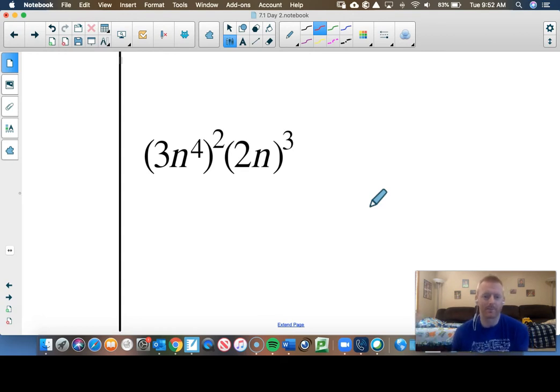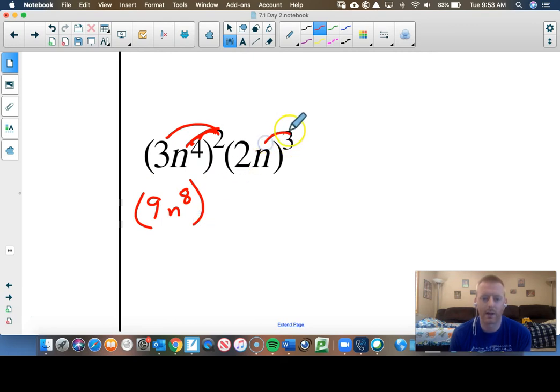All right, next one. So this 2 has to go to each of our pieces. Now, I drew that really badly, sorry. So it goes to the n to the 4th and it goes to the 3. So this becomes a 3 to the 2nd of 9 and n to the 4th to the 2nd. So a power to a power we multiply, so we have n to the 8th. And that whole thing is going to get multiplied to this other guy over here.